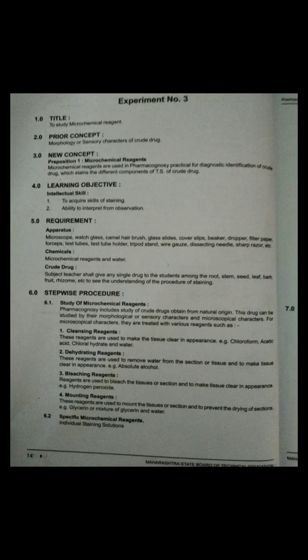Then the requirement of this experiment. Apparatus: microscope, watch glass, camel hair brush, glass slides, cover slip, beaker, dropper, filter paper, forceps, test tube holder, tripod stand, wire gauze, dissecting needles, sharp razor, etc. Chemicals are microchemical reagents and water. Crude drugs are root, stem, seed, leaf, bark, fruit, rhizome, etc., to see the understanding of the procedure of staining.